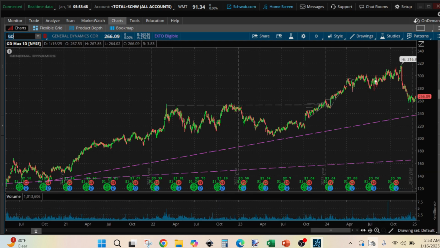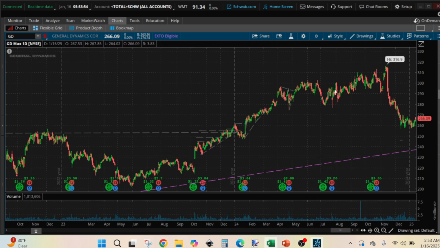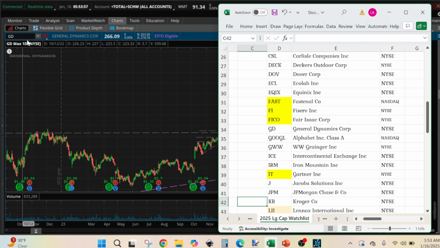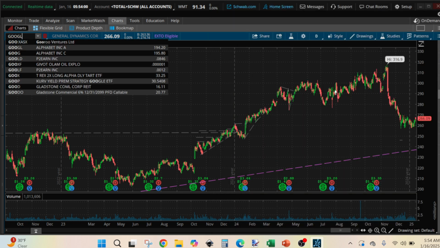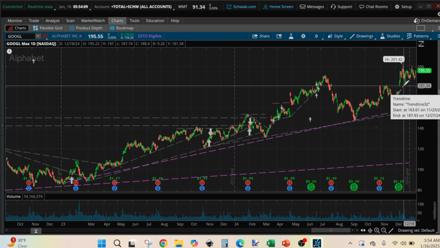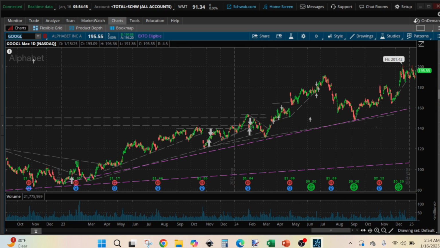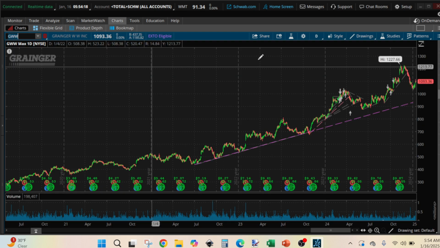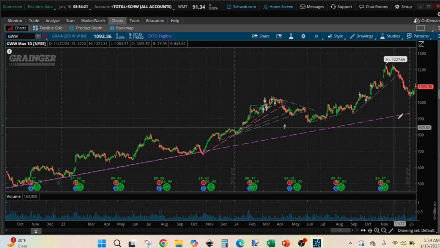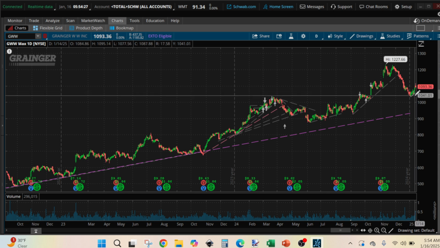So we like to buy at this line, and right now is coming to it, but still a little bit far from it. The next one is Google. So Google is following this trend for now, but we like to wait to get in here. So the next one is GWW. GWW, we like to buy here, but right now is following an uptrend line, a little bit up there.